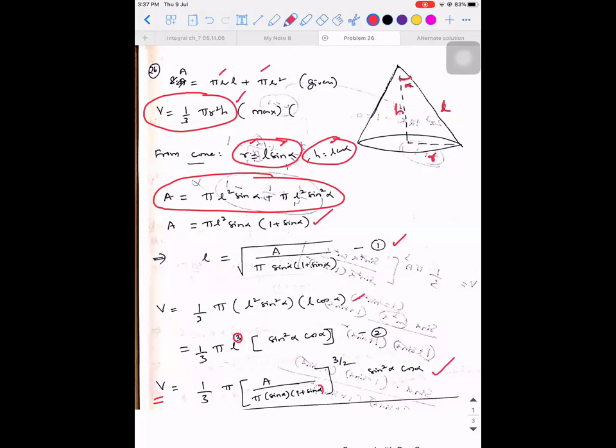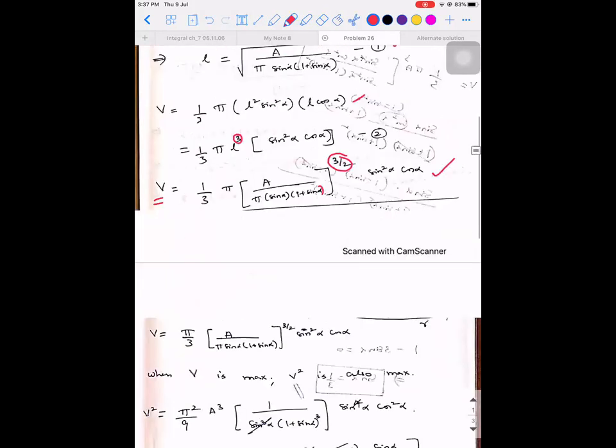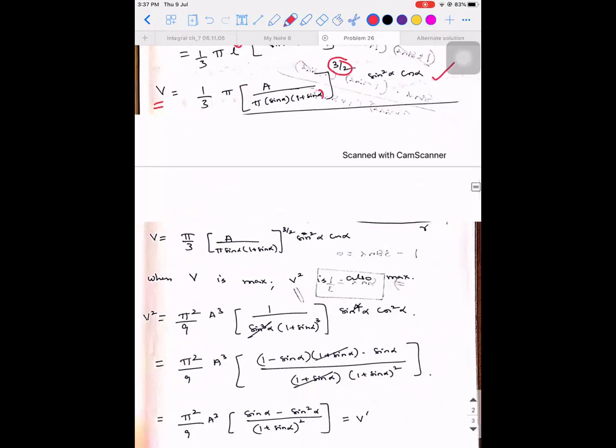Then I told you, with the power 3 by 2 it will be difficult for us to differentiate. So I told you the other day, if volume is maximum, then volume square is also going to be maximum. Right? So when we square both the sides, this power gets eliminated and it becomes cube. So pi square by 9 into A cube into 1 by sine cube alpha into 1 plus sine alpha the whole power 3.